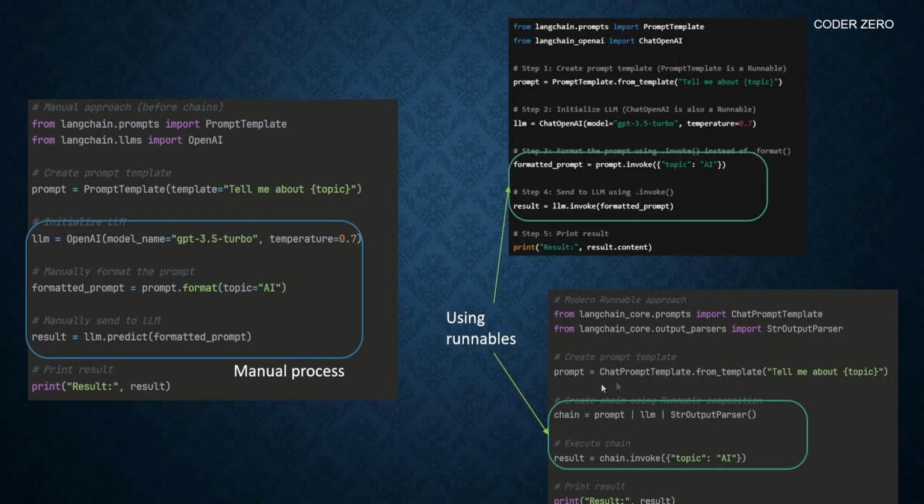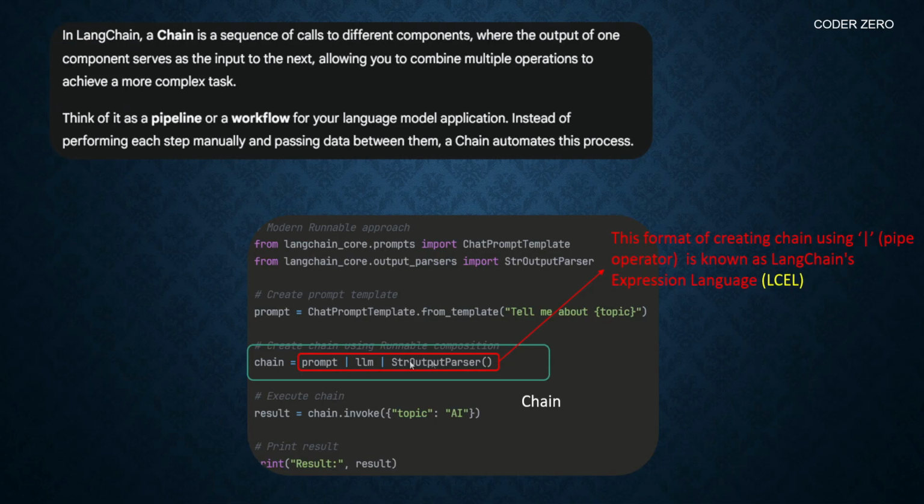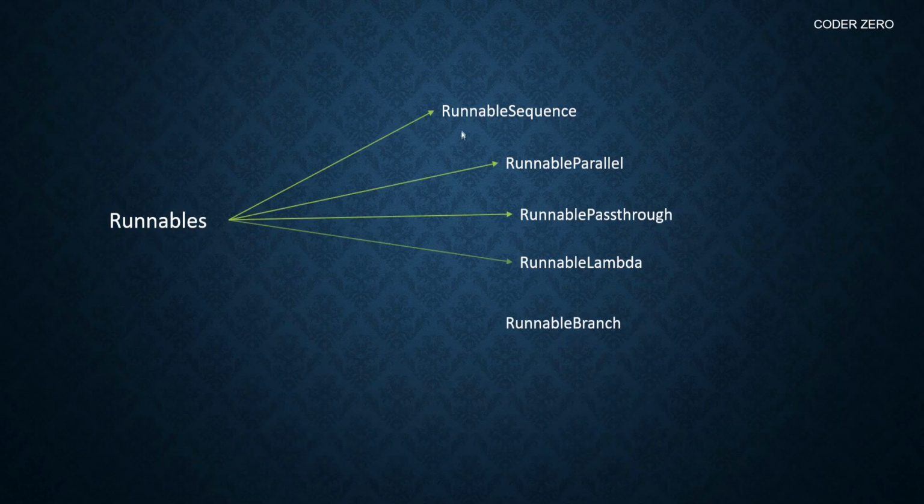So here we have seen this example earlier. You can see without chains we need to write code like this. We need to deal with each component manually, and with chains this entire thing becomes a single line, and then we are using that chain to do the invoking here. This format of using pipe operator to create chains is known as LangChain Expression Language, or LCEL. Now here we'll be talking about runnable sequence, runnable parallel, runnable pass-through, runnable lambda, and runnable branch.